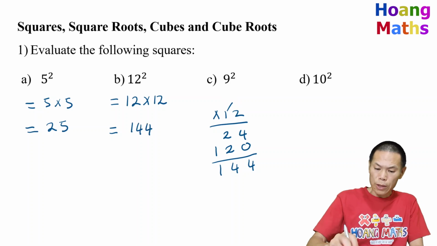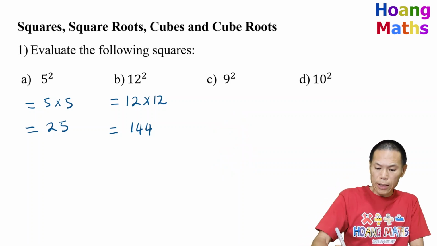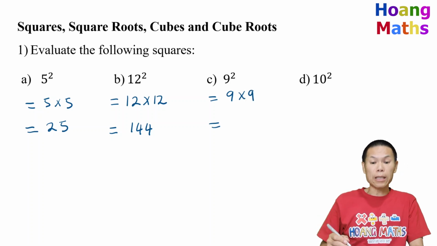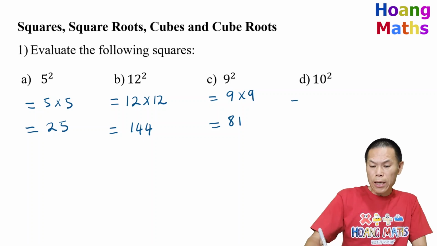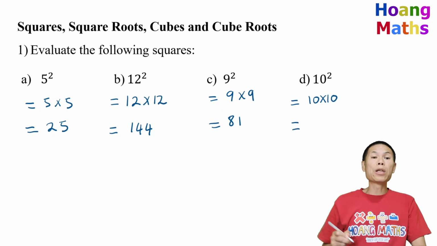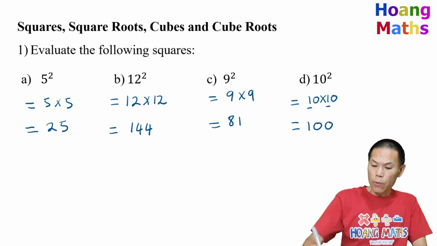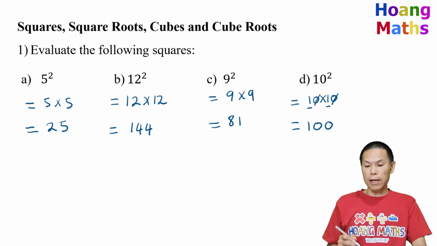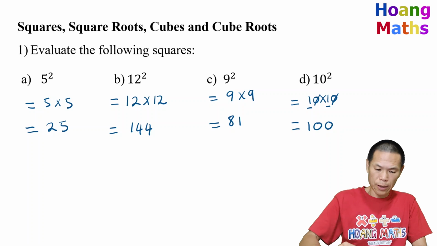So there you go. Now, part C. We have 9 squared. 9 squared is equal to 9 times 9, and 9 times 9 is 81. There you go. And 10 squared gives me 10 times 10, and we know that 10 times 10 is 100. So we just go 1 times 1 is equal to 1, and we have these 2 zeros here. We just need to write them down. So that is equal to 100. Hope you got it correct.